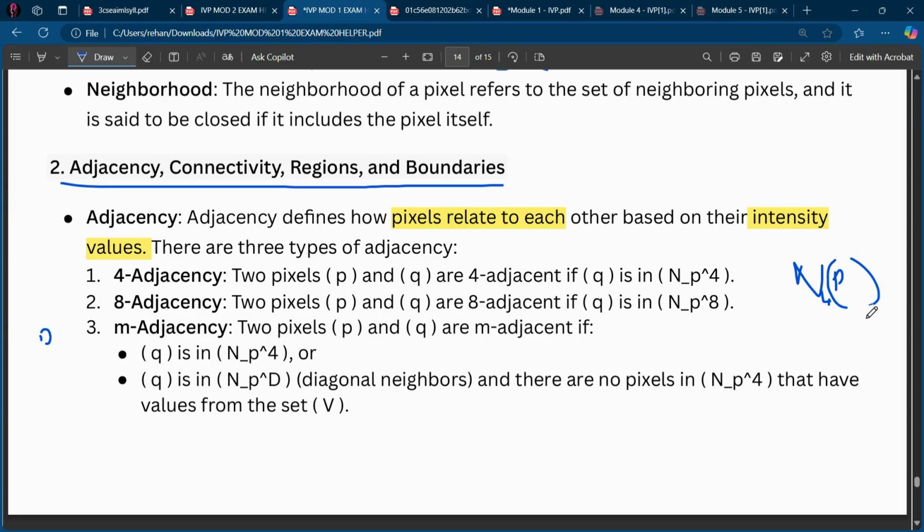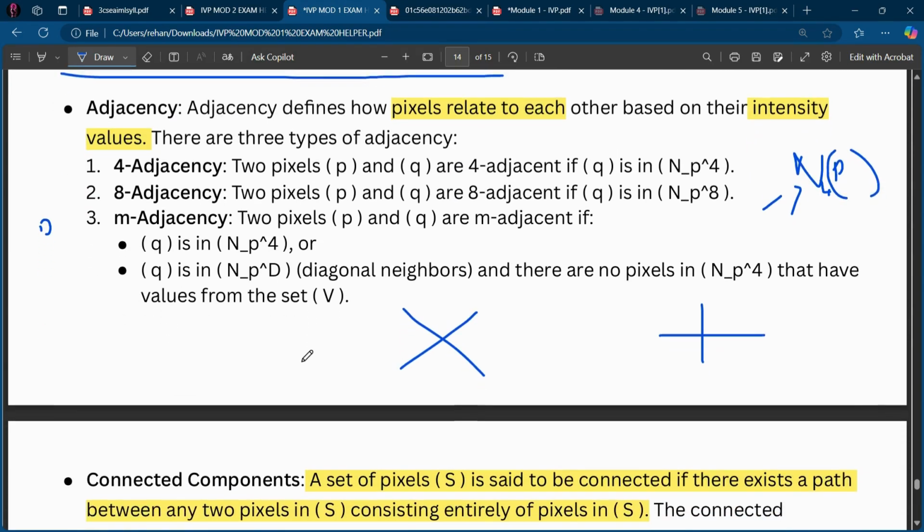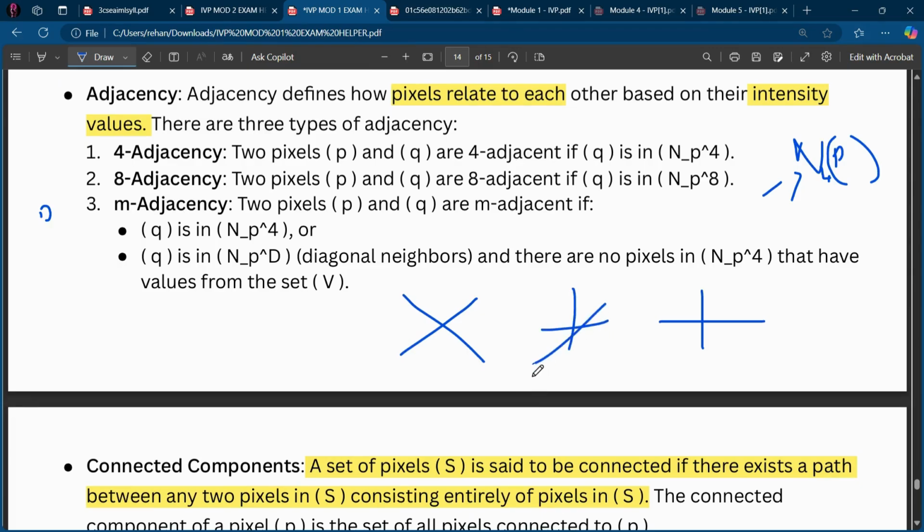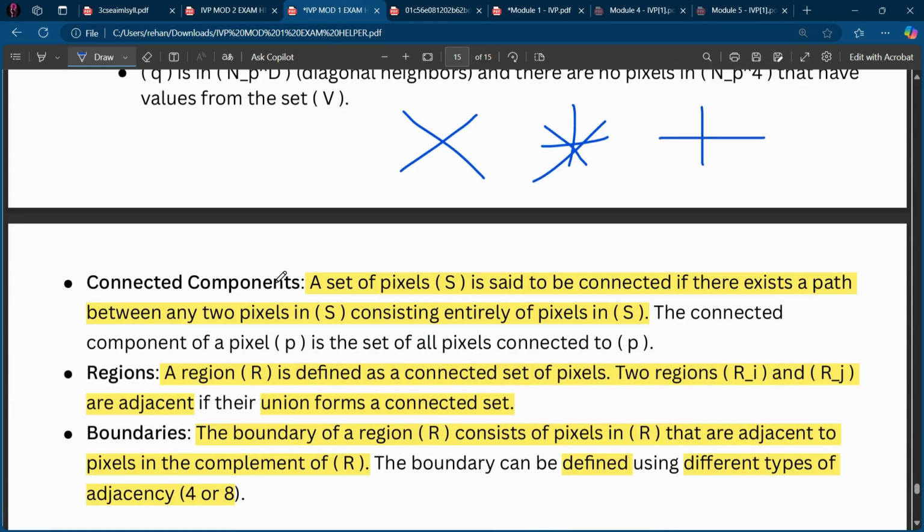m adjacent is nothing but p and q are m adjacent if two conditions hold: q is either in the up-down neighbors, or q is in the diagonal neighbors, that have values from the set V. So either it should be from this or this. That is m adjacency. If it is in both, then that is not m adjacency. That is 8 adjacency.